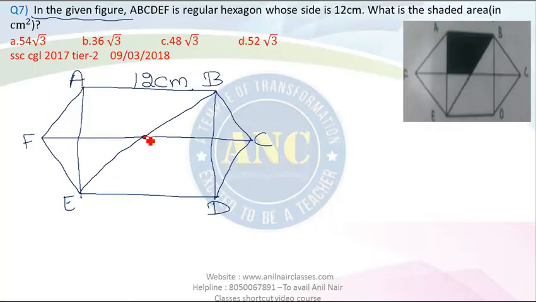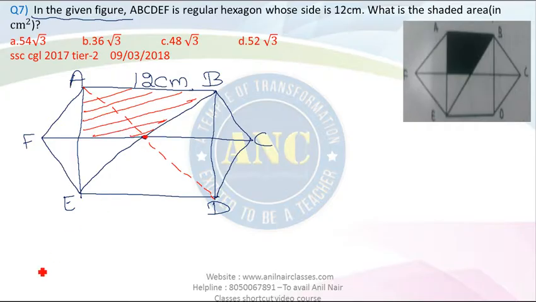Now this is the center of this regular hexagon. Can I also join A and D? A and D will also become another diagonal for this regular hexagon, right? If I join that, can I say like this? Can I say that they actually want you to find this entire shaded portion area?